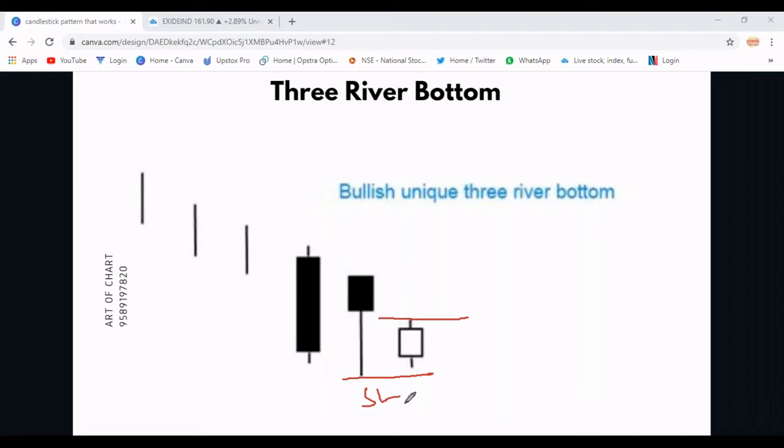This is again a reversal pattern and you will be able to visualize it. Again I am repeating: this is not a kind of pattern which will appear frequently.